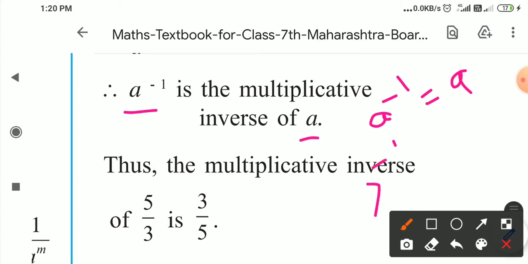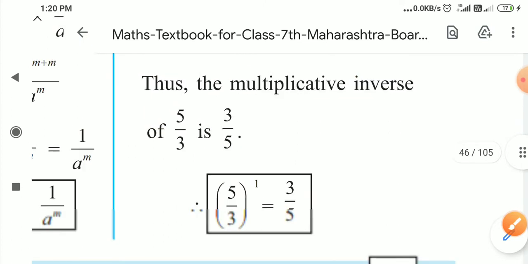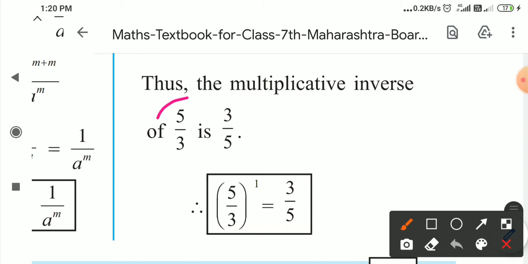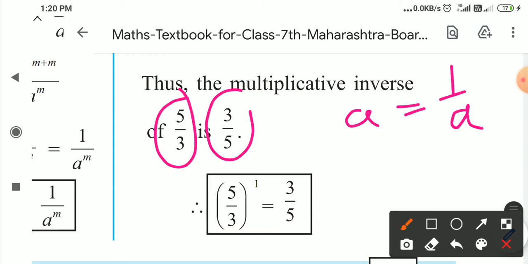7 raised to minus 1, its multiplicative inverse is 7. So 4 raised to minus 1, the multiplicative inverse is given to us. It's 1 only that we had taken. Next, how examples will come, we will see in the next part. Here is the multiplicative inverse of a fraction. How to find it? Just now I told you a's multiplicative inverse is 1 upon a, and 7's multiplicative inverse is 1 upon 7.